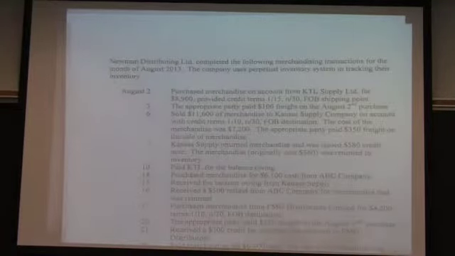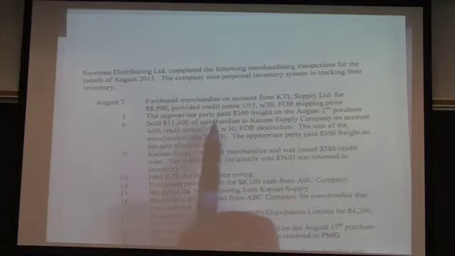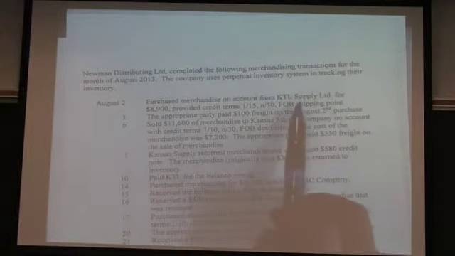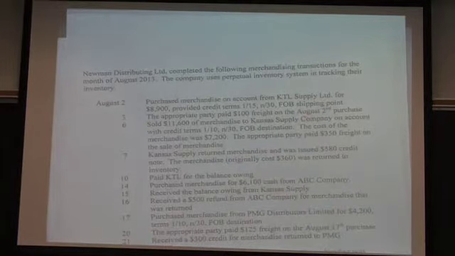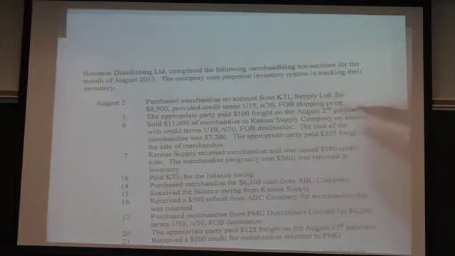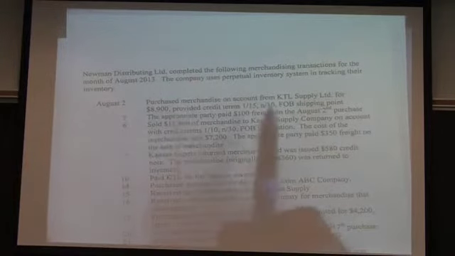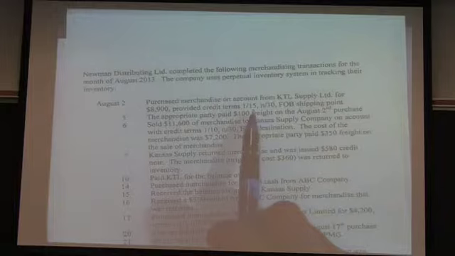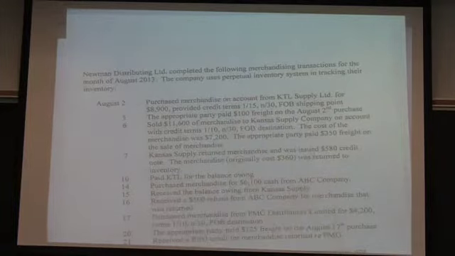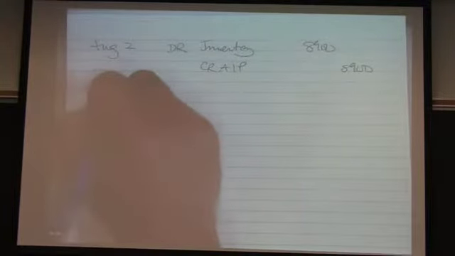So let's look at the second transaction. It says that the appropriate party paid $100 on the August 2nd purchase. So we know that the appropriate party would have been Newman because it's FOB shipping point. So the fact that we talked about FOB shipping point means it is Newman's responsibility to pay for that shipping cost. Now we have to be mindful of this date too as well, because if we pay KTL within 15 days, we have to calculate the discount. So on August the 3rd, we need to record the shipping charge.